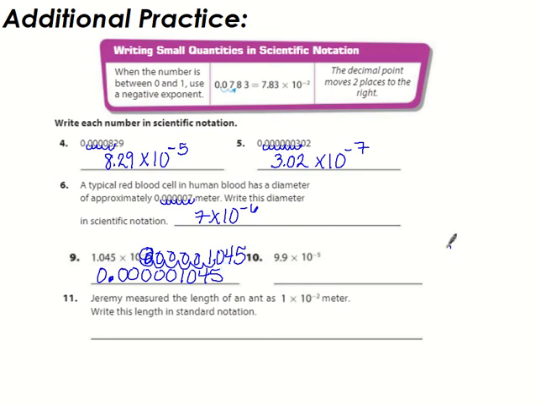All right, so again, I'm going to write it over here. I need to move it 5 times. 1, 2, 3, 4, 5. Add my zeros in. And then I'm going to put the 0 in front of the decimal, and I'm going to add 4 zeros, and then 9, 9. All right, pause. Try number 11.